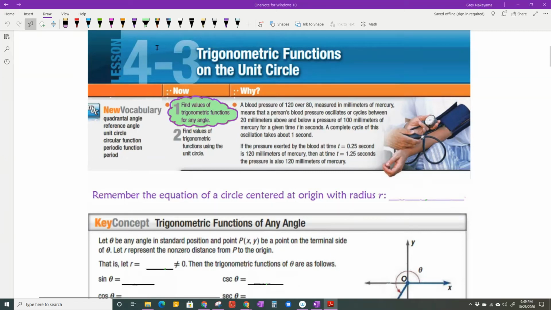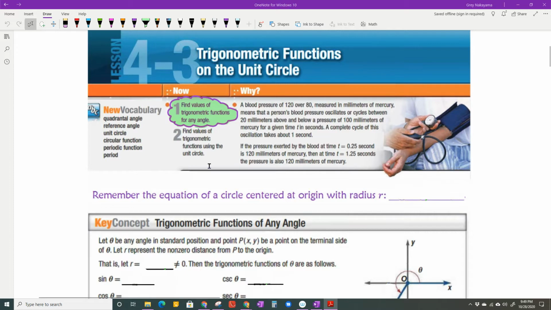Okay, this is the second part of 4.3, trigonometric functions on the unit circle. We are covering the first objective this time. In the last one, I covered trigonometric functions using the unit circle. The unit circle was a circle centered at the origin with a radius of 1. Now we're talking about any angle, not just those angles that are on the unit circle.